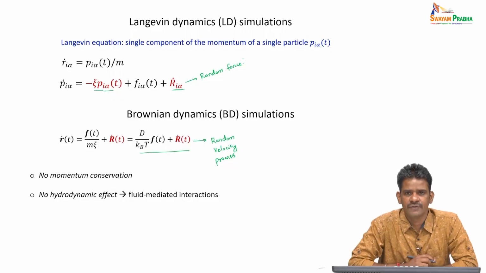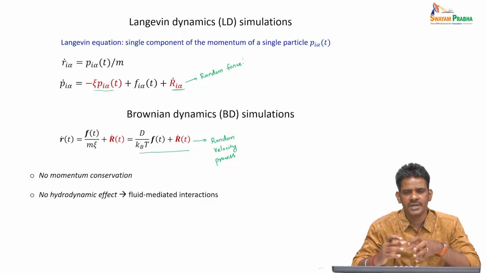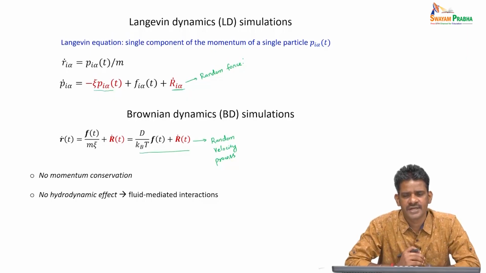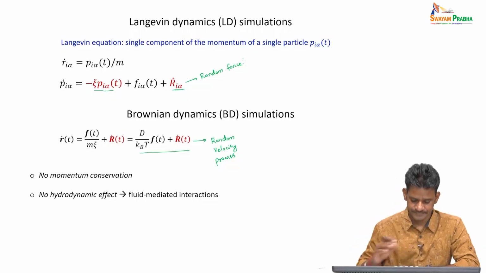One of the characteristics of this particular algorithm is that it does not conserve momentum, and further we do not have hydrodynamic effects inbuilt in it. What we mean by hydrodynamic interaction is that as the particles move, there could be fluid mediated interactions which can give rise to changes in the dynamics, and that is not encoded in this algorithm. But if you look at further development on Brownian dynamics, there have been some efforts to include hydrodynamic interactions as an additional set of forces as well, but that is something that we have not discussed.